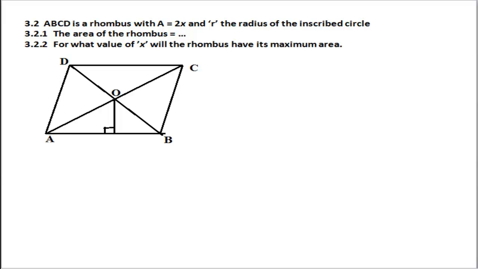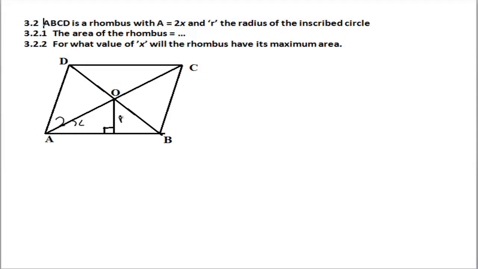Right, the problem here is 3.2. ABCD is a rhombus. A is equal to 2x, and the radius of the inscribed circle is r, and they want you to find the area of the rhombus. Obviously in a multiple choice you will get the options, and then after doing your work, you have to select the correct option.